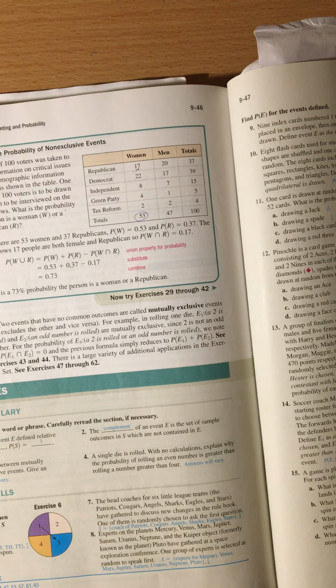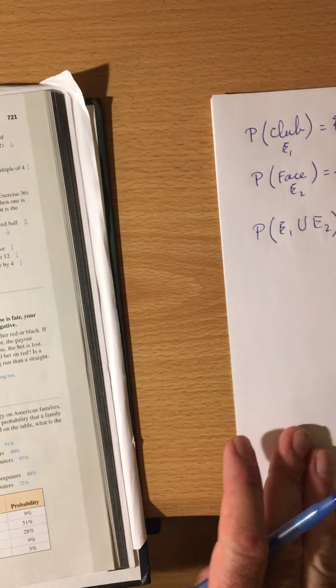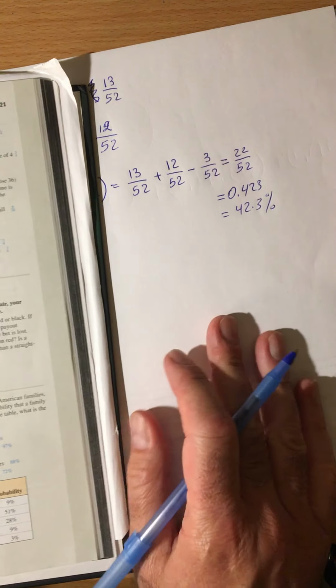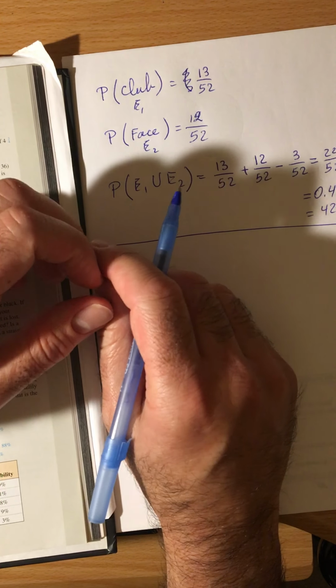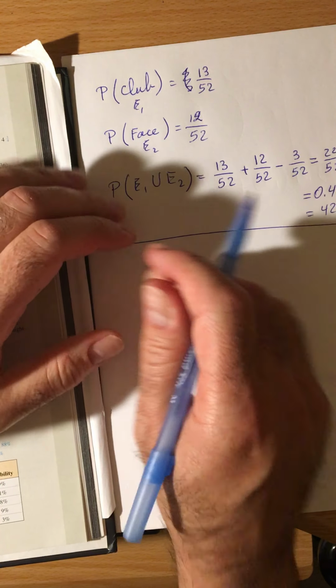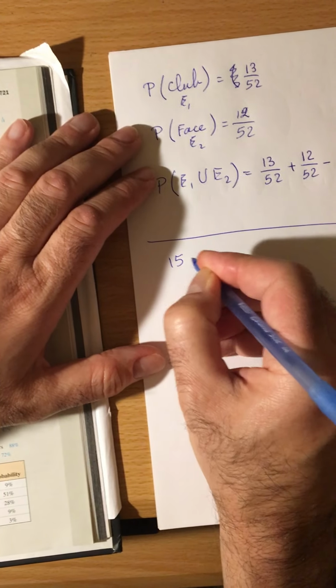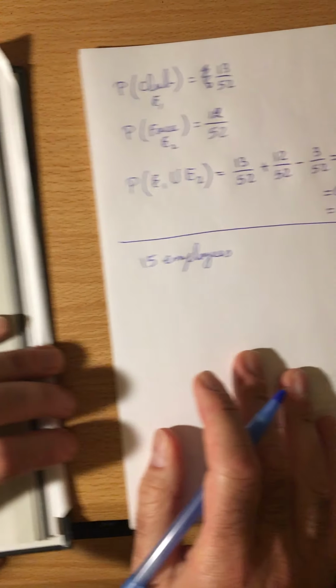Okay, very, very good. I would like to also do problem number 28 from page 720, which is your homework page. So problem number 28, I hope everybody has that. It says a large law firm has a support staff of 15 employees.